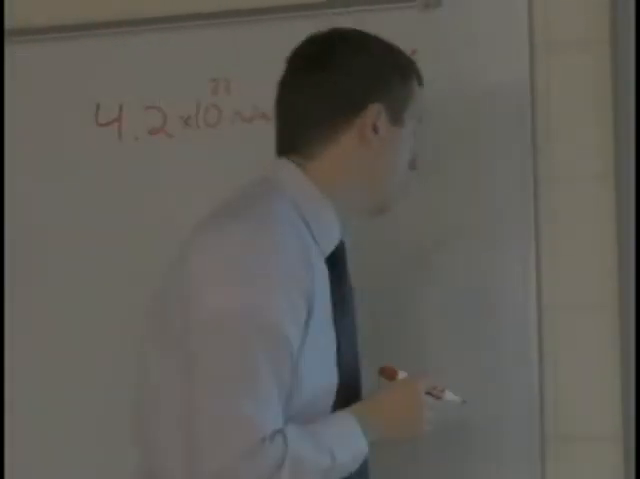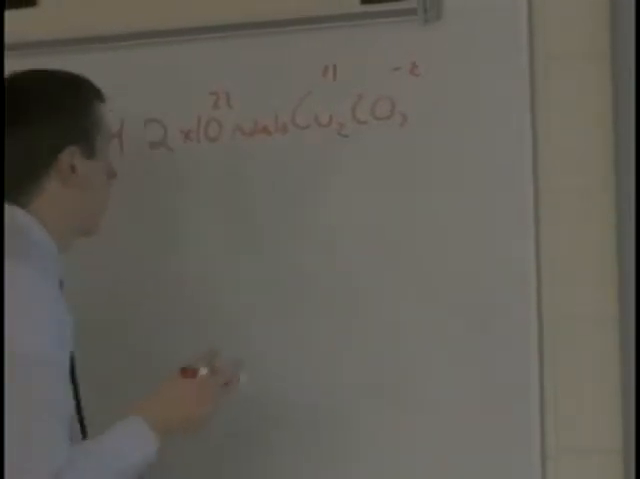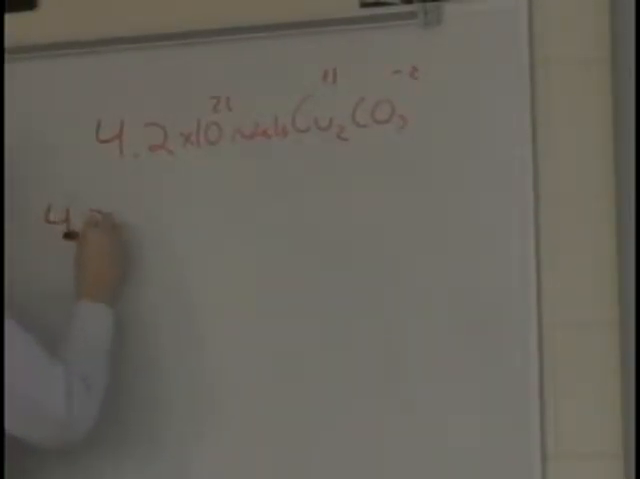The reason why I figured that out is this is a -2 for carbonate polyatomic ion, +1 because it says copper 1. I'm actually running out of a little bit of room, so I'm going to start over here a little bit more. 4.2 times 10 to the 22nd.